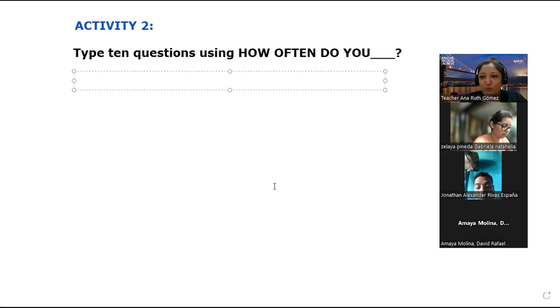All right, you can use a PowerPoint slide or an Excel page, any of the three. Is the activity clear, guys? Yes, teacher. Okay, very good. So activity number 2, type 10 questions. If you have extra time, type more questions, all right. So I'm going to print screen.